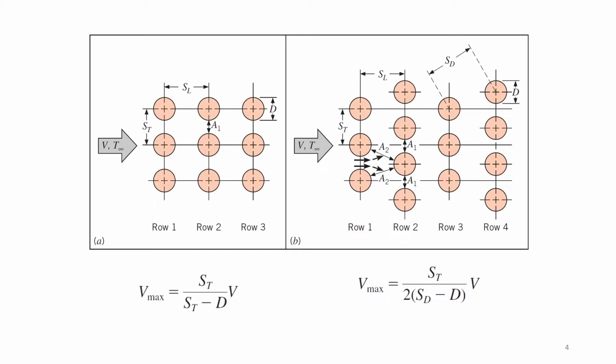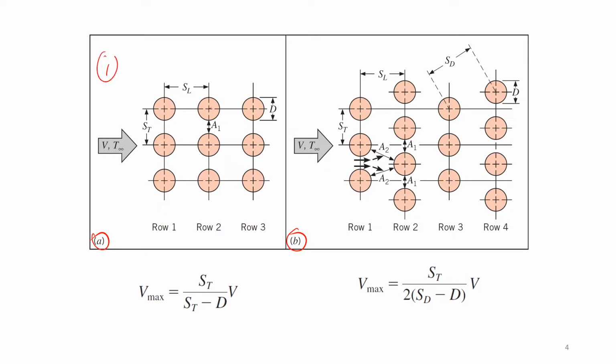The second observation is that, depending on the orientation of this tube bank, they can be oriented in an aligned fashion, shown in figure A, or in a staggered fashion, as shown in figure B. If they are aligned versus staggered, the flow behavior will change. So the flow behavior around each tube will be changed. That is important to realize.